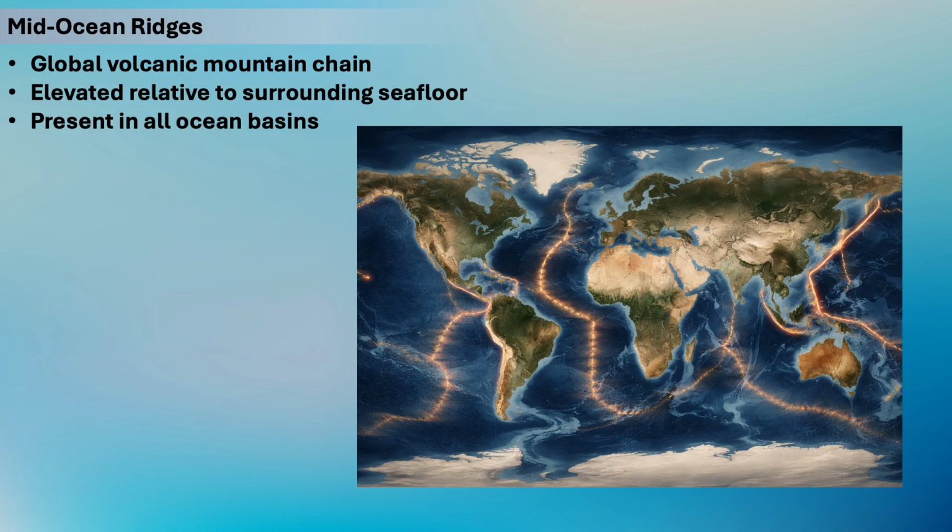So while the ridge represents a topographic high on the ocean floor, it is not shallow in the way continental shelves are. In other words, the mid-ocean ridge is a mountain chain that exists entirely within the deep ocean basin. Its elevation reflects thermal and structural differences in the oceanic crust, not proximity to the sea surface.